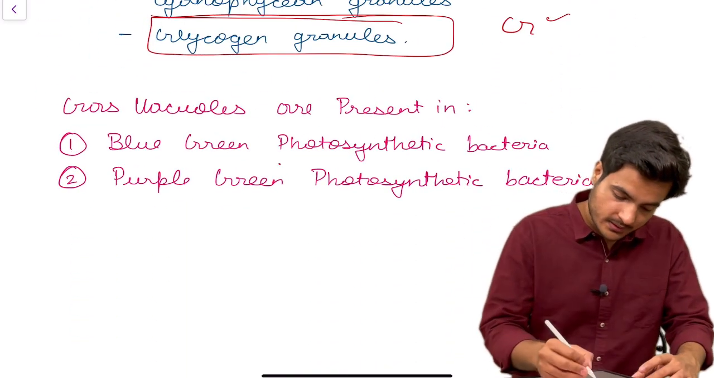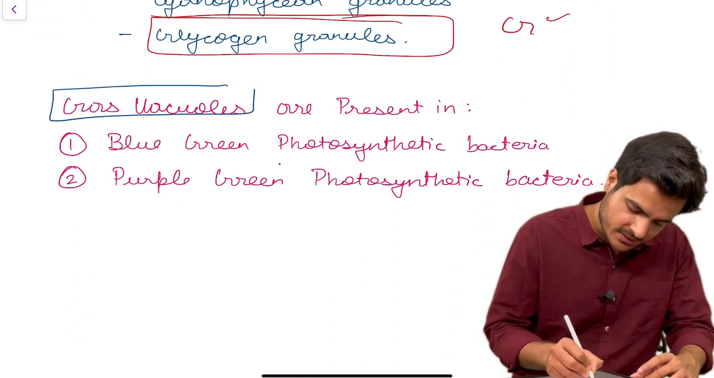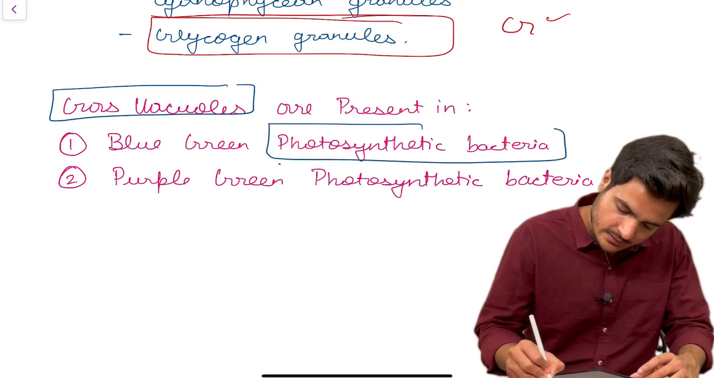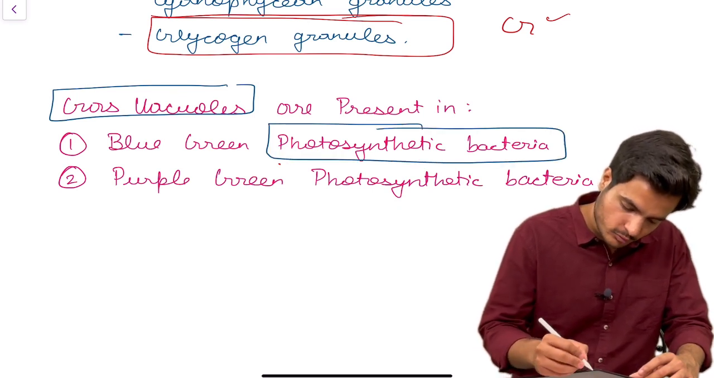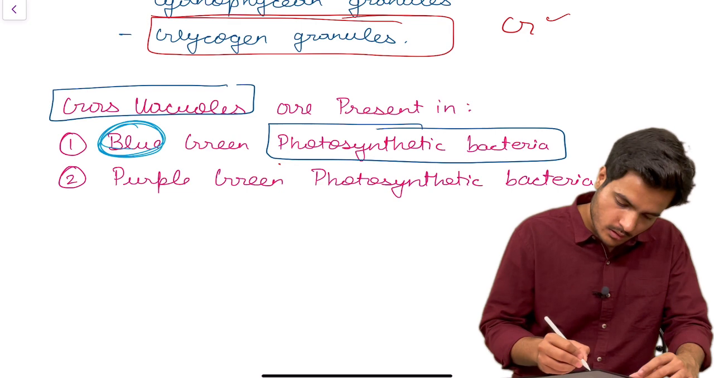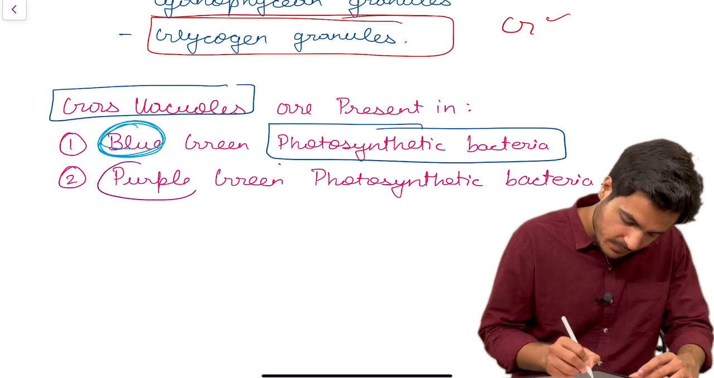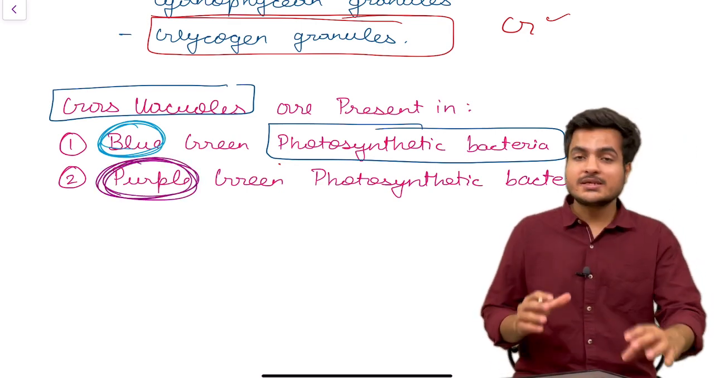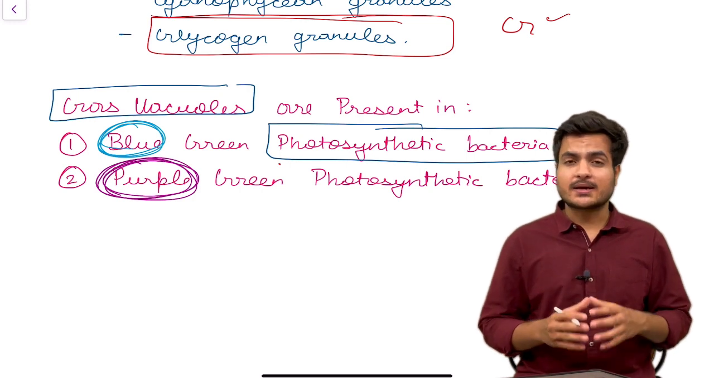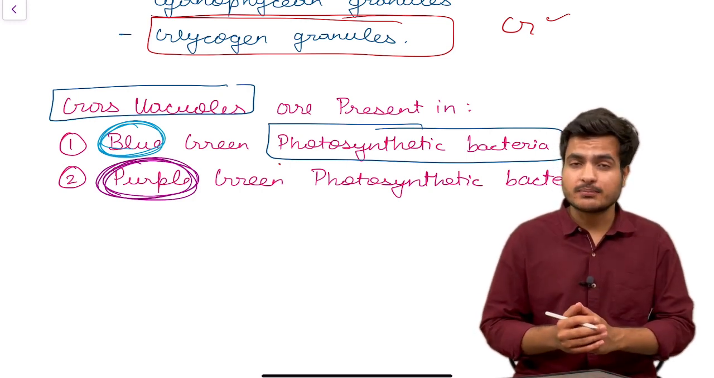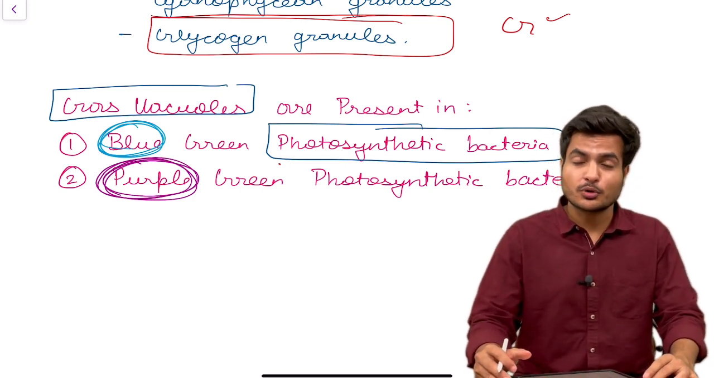Now the last topic is gas vacuoles, which are present in photosynthetic bacteria. Photosynthetic bacteria can be of two types, blue green or purple green. These two types of photosynthetic bacteria contain gas vacuoles inside them. With this, we have finished the discussion of prokaryotic cells.